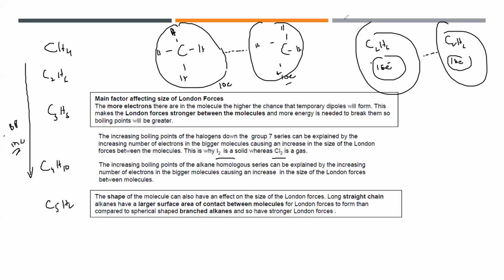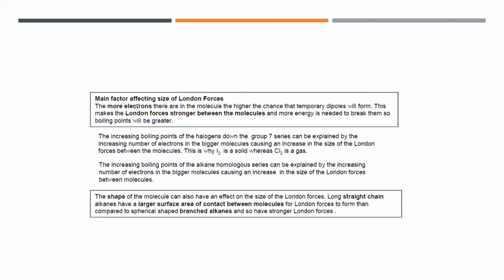The main factor which affects the London dispersion force is the number of electrons. The more electrons there are in a molecule, the higher the chance of a temporary dipole forming, and this makes the London force stronger. More energy is needed to break them, so the boiling point will be greater.